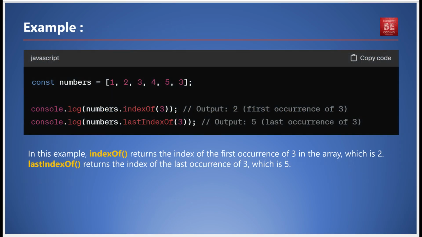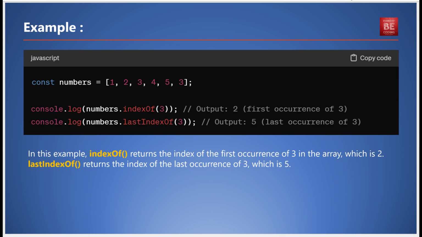To illustrate this, consider an array of numbers. If you use IndexOf 3, it returns 2, which is the index of the first occurrence of 3. However, if you use LastIndexOf 3, it returns 5, which is the index of the last occurrence of 3.